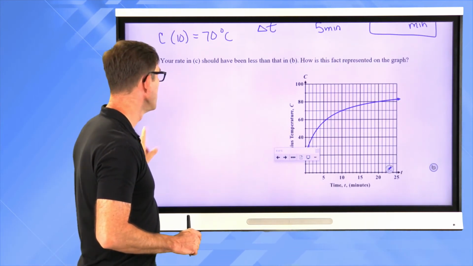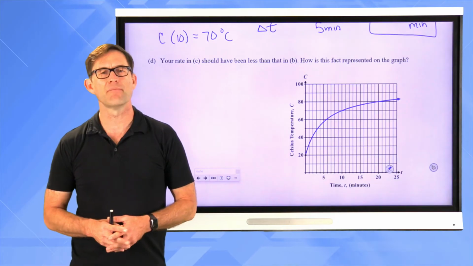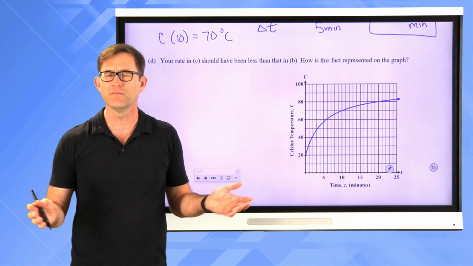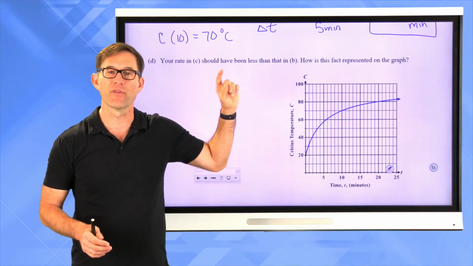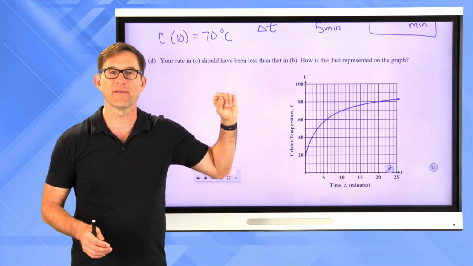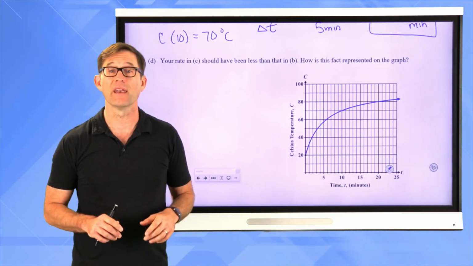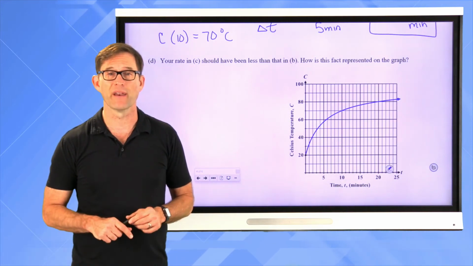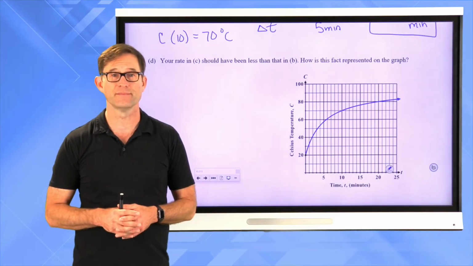Okay, let's take a look at letter D. Your rate in C should have been less than that in B. How is this fact represented on the graph? Well, think about that for a second. Pause the video now and see if you can answer. For the first 5 minutes it was increasing at 7.5 degrees Celsius per minute, and for the next 5 minutes it was increasing at 2.5 degrees Celsius per minute. How is that represented on this graph? Pause the video now and see if you can answer that.